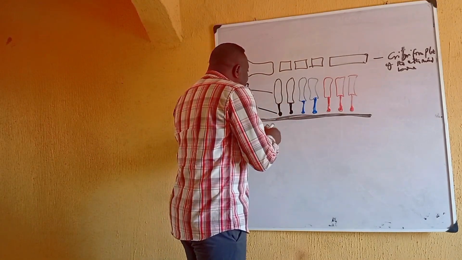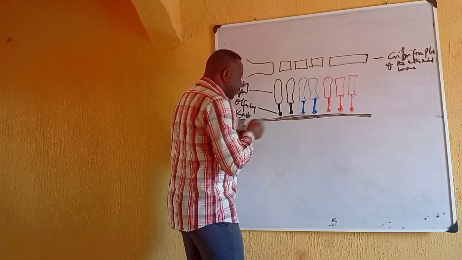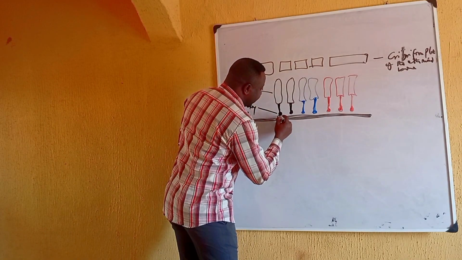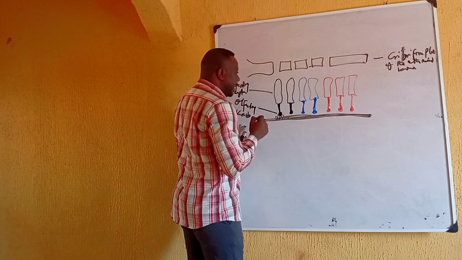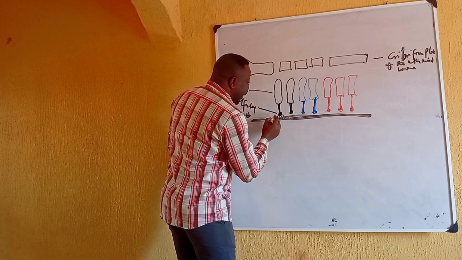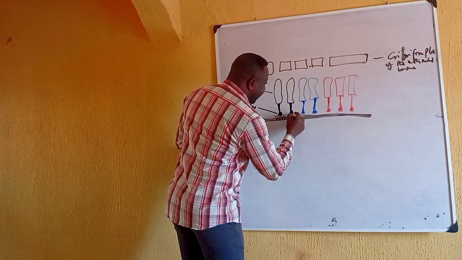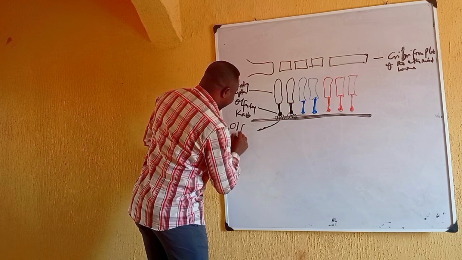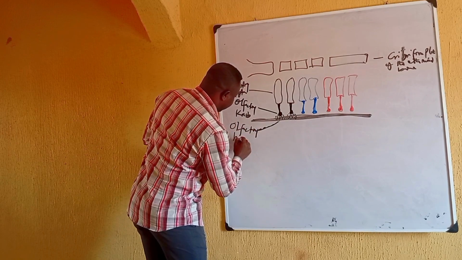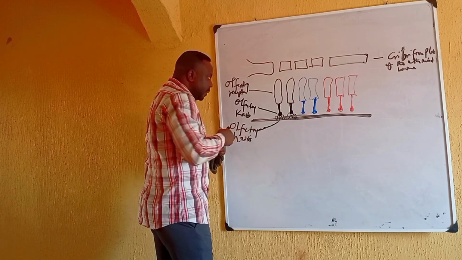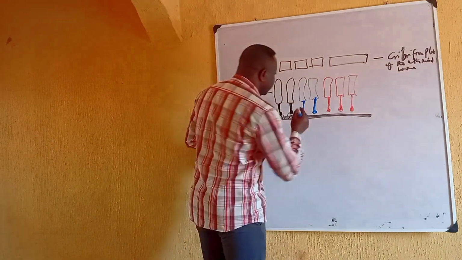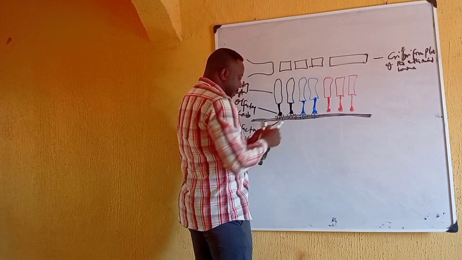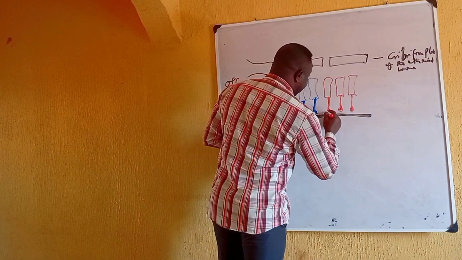Now, the olfactory knob usually consists of between 10 to 20 cilia. These cilia are actually called olfactory hairs. So these are called olfactory hairs. The same thing is applicable here. These are olfactory hairs.